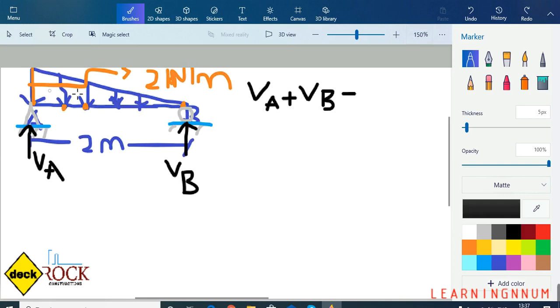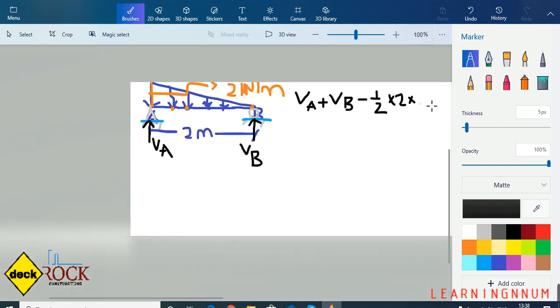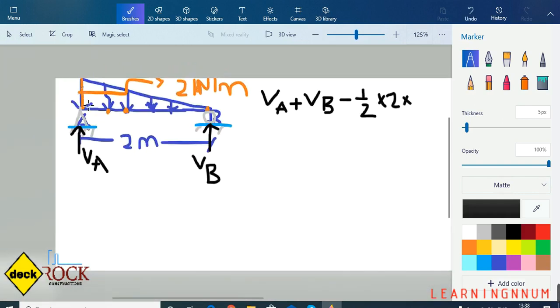Now the total external load would be the area under the triangle, right? So the area of a triangle is half into base. How much is it? 2 meters. Into the height, the extreme ordinate we have to consider, which is 2. And what is that unit?